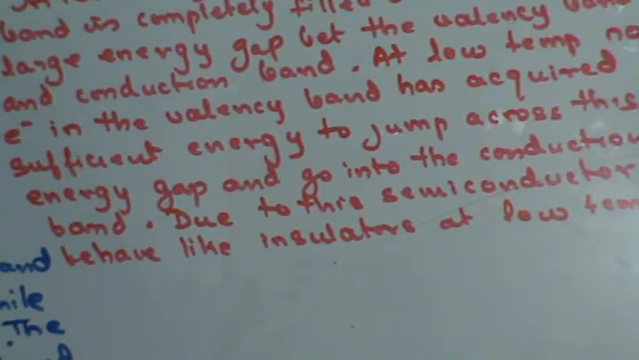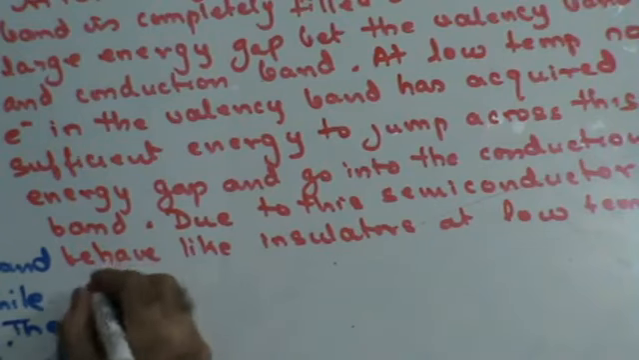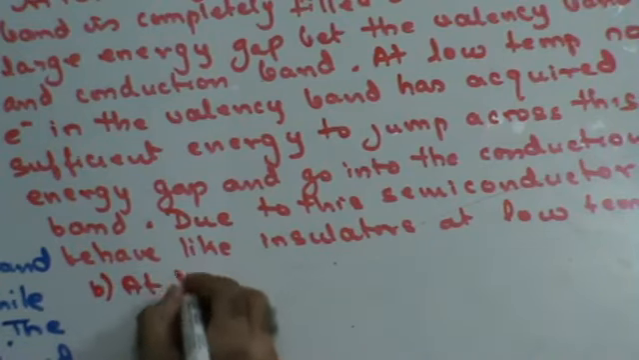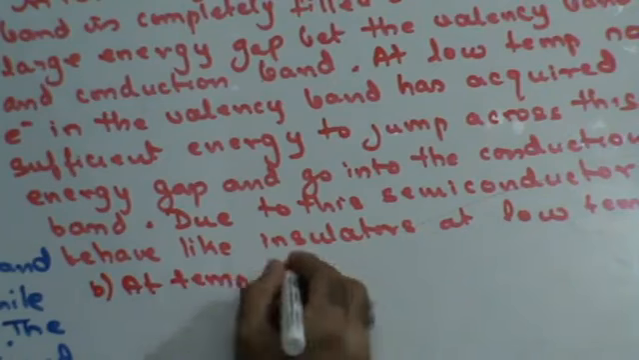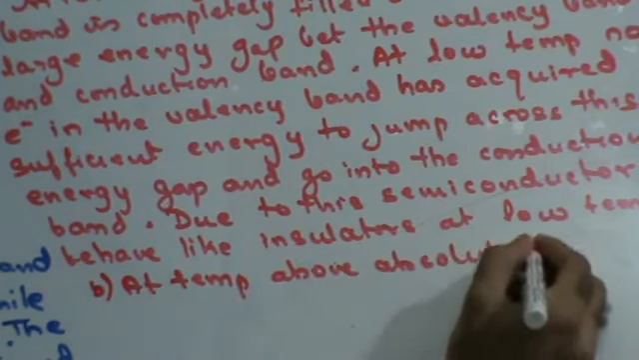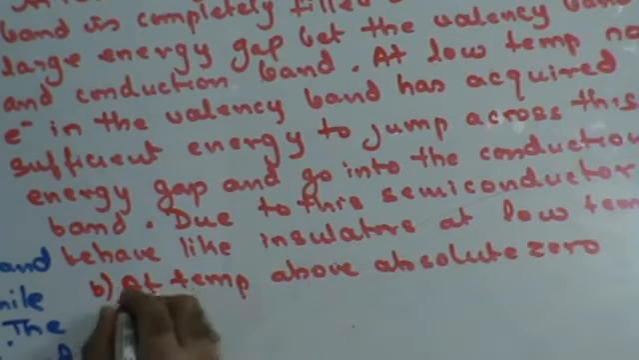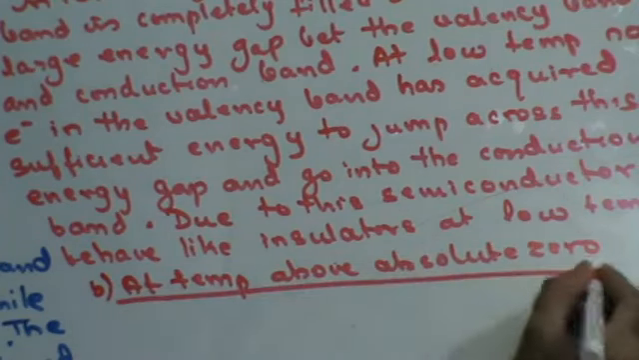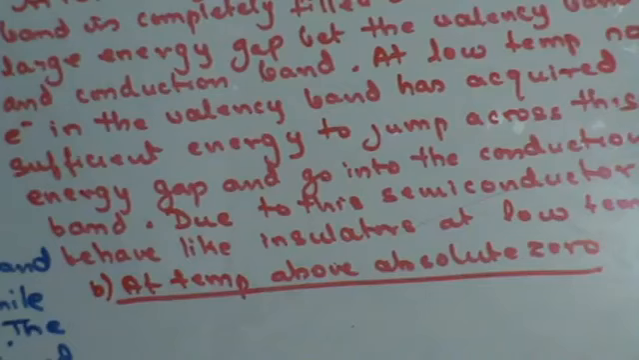Now, at temperatures above absolute zero, this was the A part. The B part is at temperatures above absolute zero. Let's see what happens at temperatures above absolute zero. When the temperature is raised, some covalent bonds in the semiconductors break due to the thermal energy supplied.